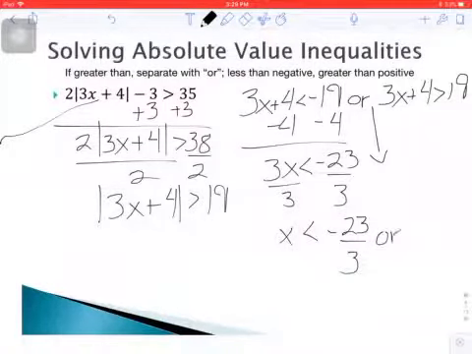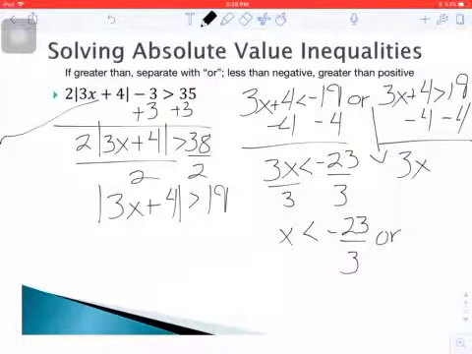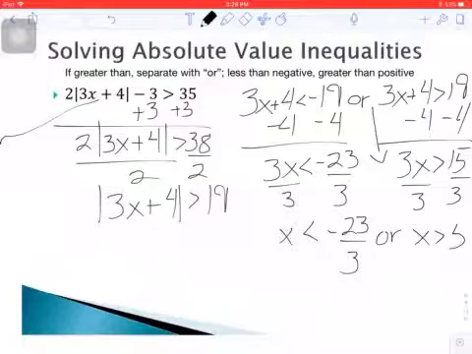Or, and then solving this guy, again, same exact steps. So that's the nice thing about absolute value stuff, is you do basically the same thing twice. You're going to get 15 here, divide by 3, and x is greater than 5. So there's our answer for that situation.